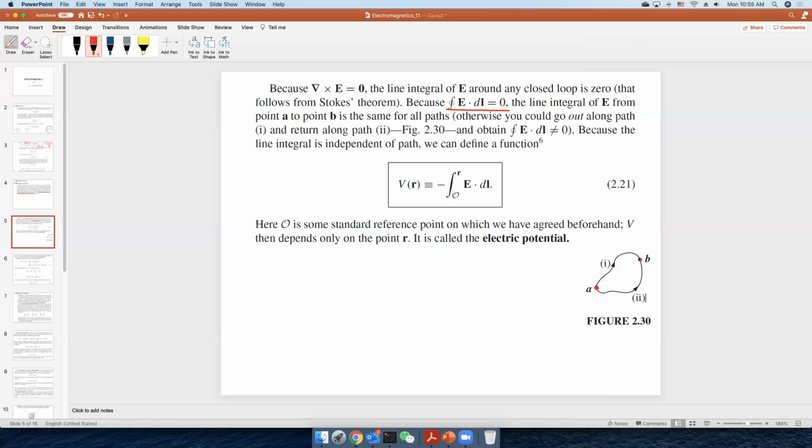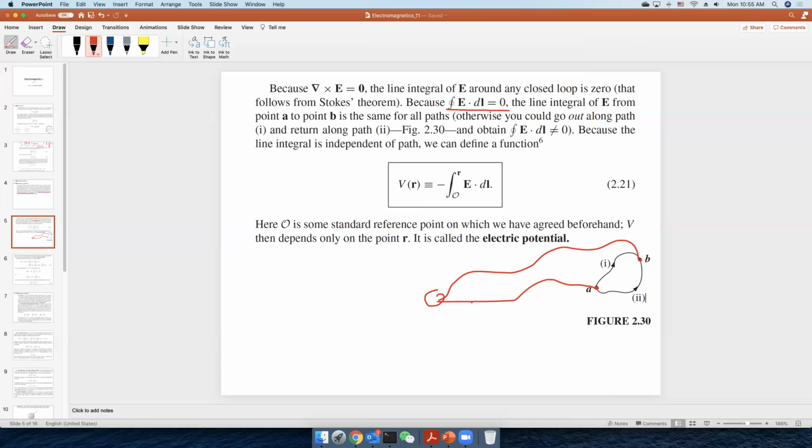Let's say here is A, here is B. We can define a reference point here. Then you can do an integral from the reference point to A. That's the electric potential of A. And then you can do the same thing from this reference point to B, and you get the electric potential of B.